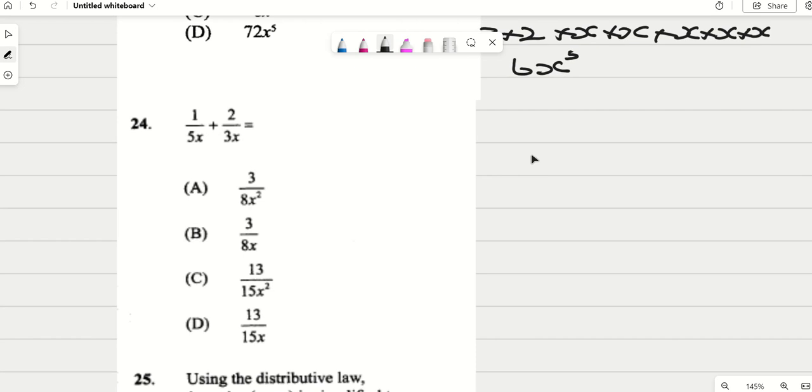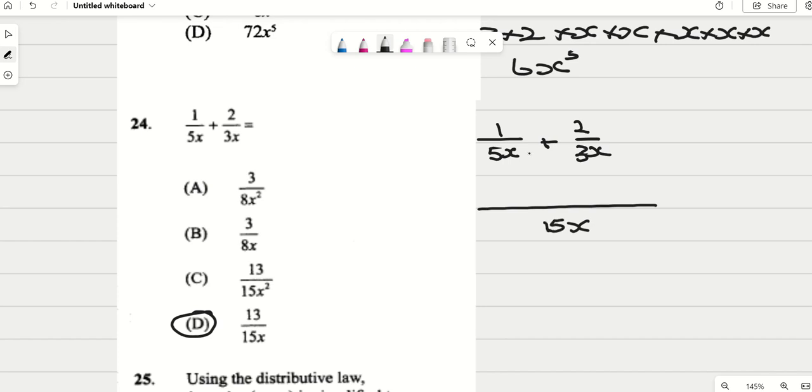Number 24. They told you what is 1 over 5x plus 2 over 3x? This is a repeated question, guys. The answer is 13 over 15x. Now, when you're doing a question like this, the first thing you're going to do is treat it like fractions. We have to find your lowest common multiple. We have x in common, so you'll just put x, and then you just multiply our numbers. 5 3s are 15, 15x. So the answer will not be A, will not be B, it would not be C.